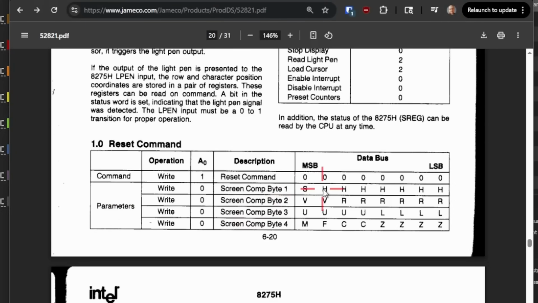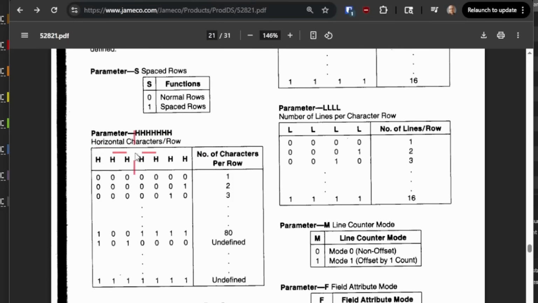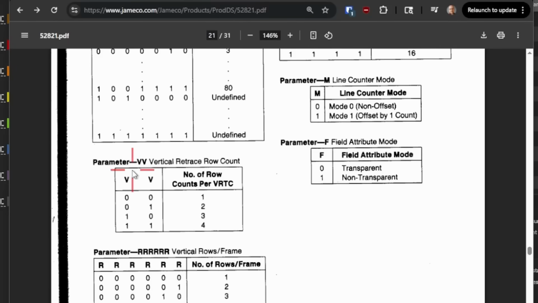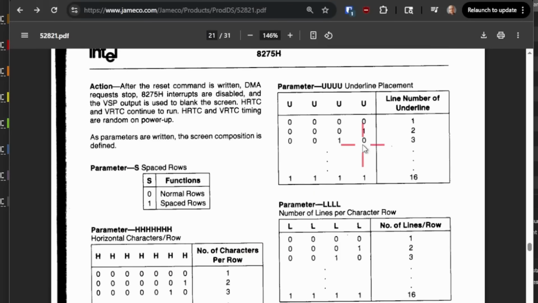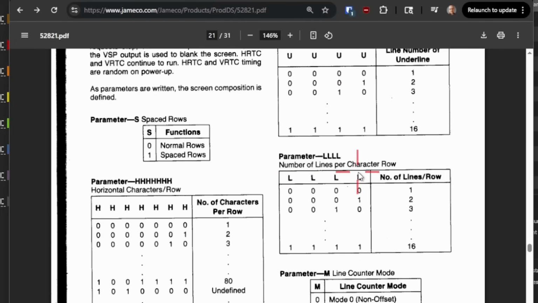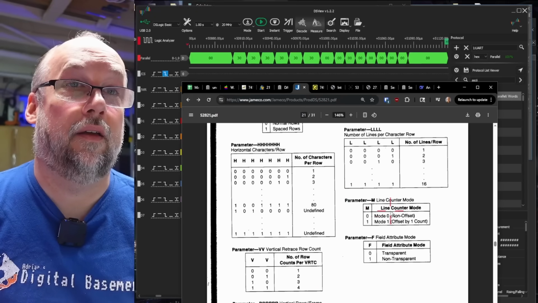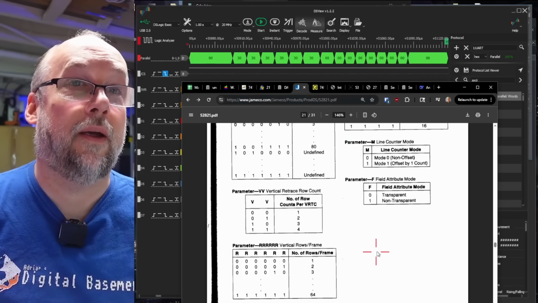Now it looks like the first byte, it's horizontal, then we have vertical, and whatever R is, not sure, and UL, I don't know. These are all different parameters that get written with the first 4 bytes. Remember, the first one had a bunch of H's, so this has to do with the horizontal characters and row. Then we have the next one, which had 2 bits for vertical. And then this R is also part of the vertical. That's in the second byte that's written. And then we have underline placement, okay. And number of lines per character row, and line counter modes, and transparent, non-transparent.